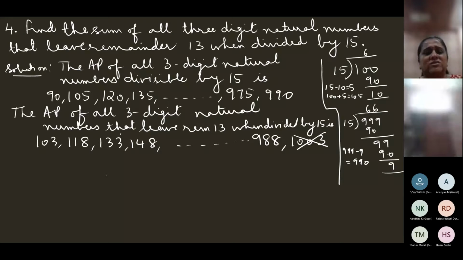So now we need to find the sum. That's all. We have generated the AP. Now we just have to find the sum. To find the sum, you should know how many numbers are there in this AP. You should find n. To find the sum, you need three values: a, n, and d. a is 103. d is 15, you subtract and you'll get 15. What is n? You need to know n. Only then you can find the sum.